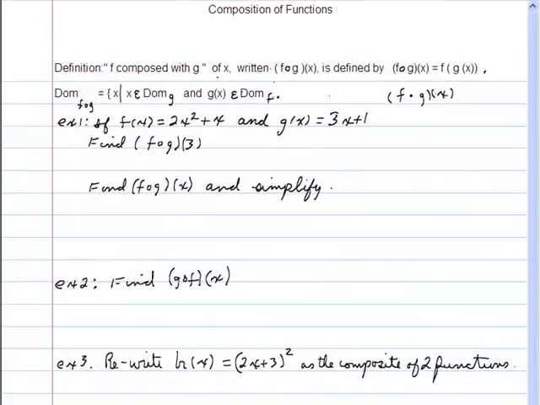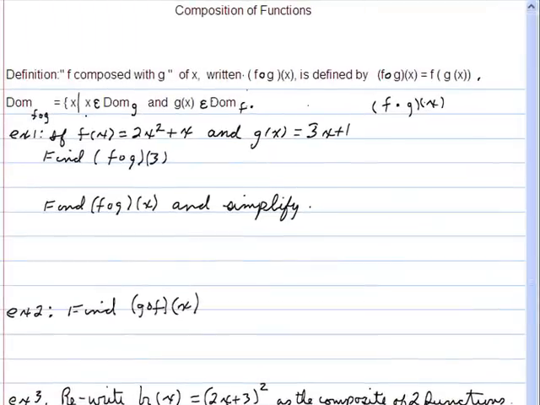Definition: f composed with g of x, written f big dot g of x, is defined by f big dot g of x is f of g of x. So if you want f big dot g of x, first you have to find g of x, then you take f of that. The domain of f big dot g is the set of x's as follows.